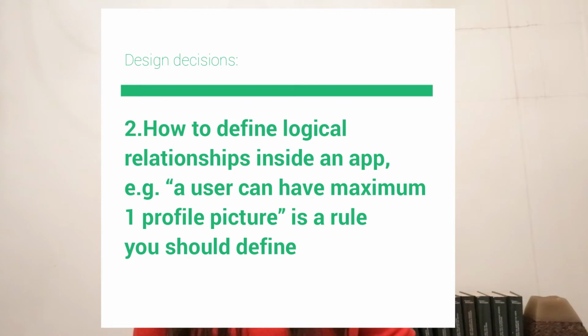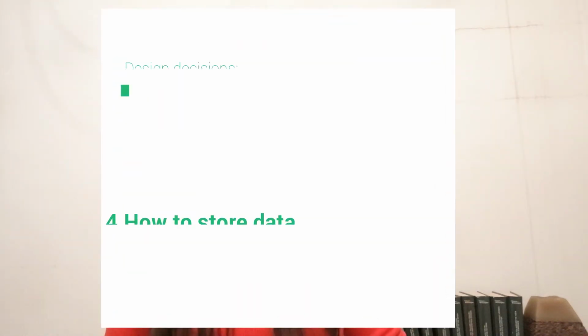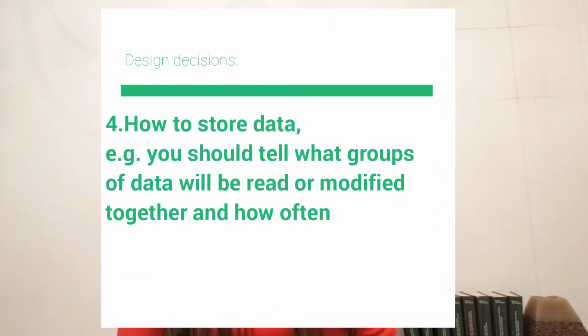For example, a user can have maximum like one profile picture or something like that. Another example, how to represent real-world objects and concepts inside a digital app. For example, how to define data types, what data modeling is, or how to store data. For example, you should tell what groups of data will be read or modified together and how often.